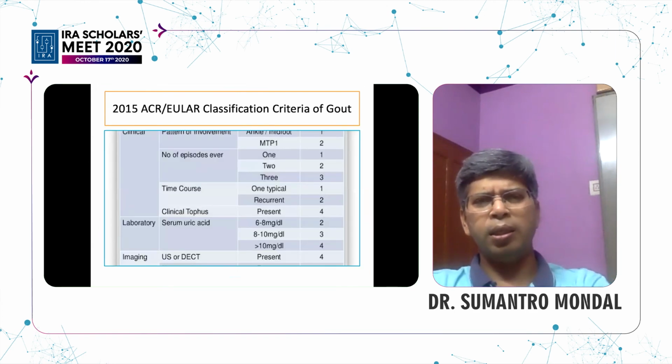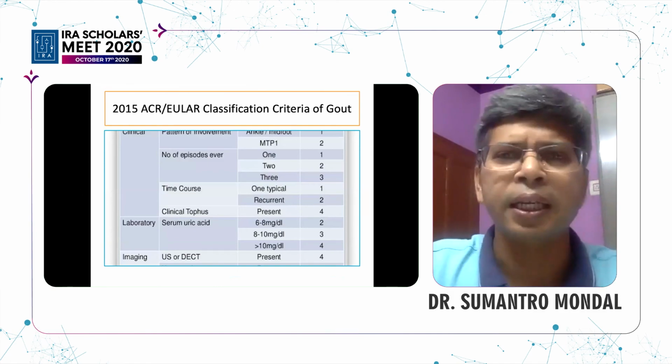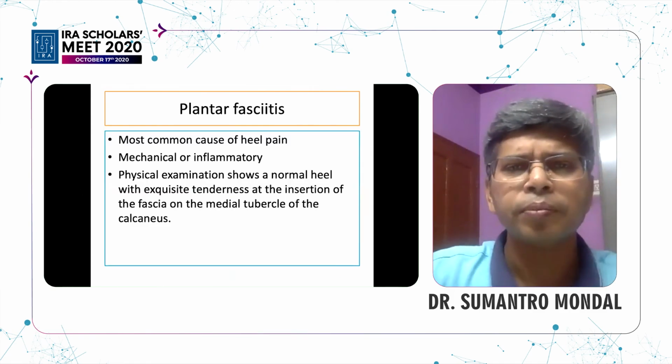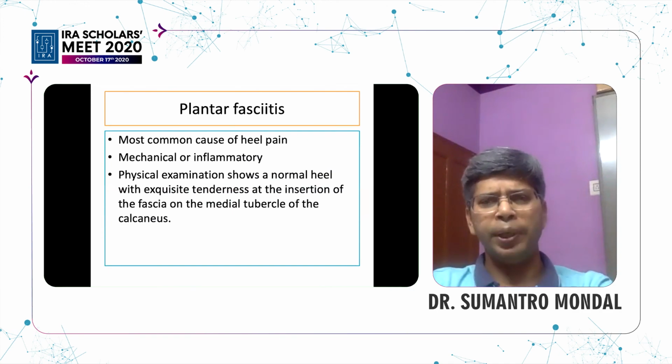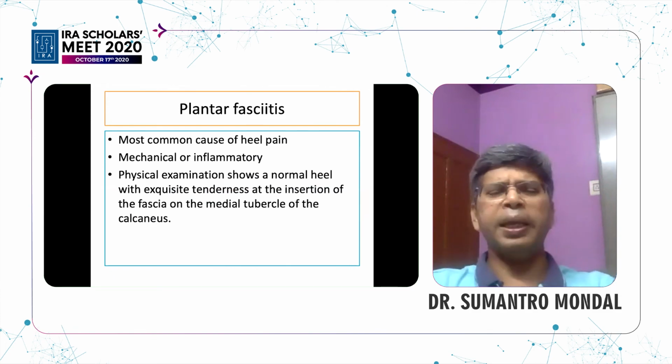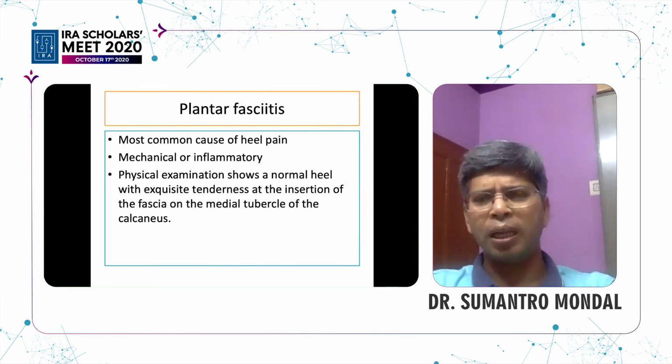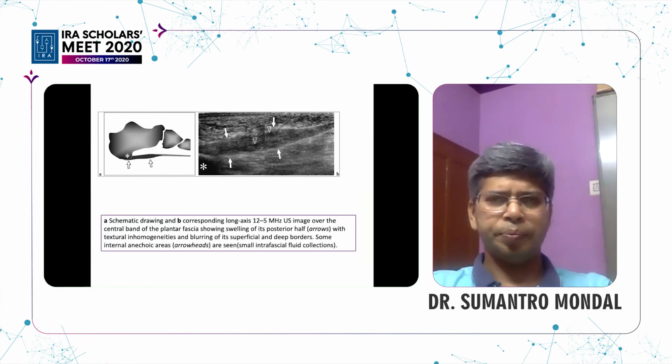And we know that ultrasound is there in the classification criteria of gout. Plantar fasciitis is one of the most common causes of sole pain or heel pain, and most of the time it is mechanical, because we are all the time working on a hard surface, so we tend to get pain in the sole. That is the common cause, but in patients with spondyloarthropathy, especially ankylosing spondylitis, you can have plantar fasciitis.